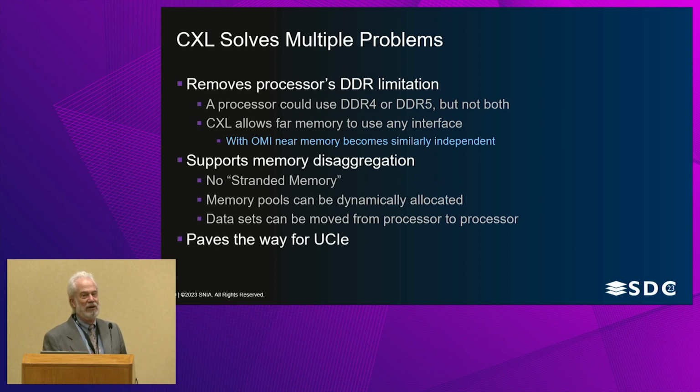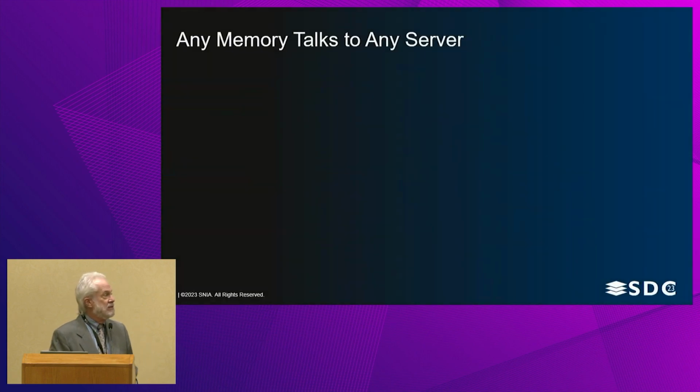This is shared memory, and this is something that's even more elaborate that's only available in the third generation of CXL. And it also paves the way for UCIe, the chiplet interface. So let's just talk about that, any memory using any server.